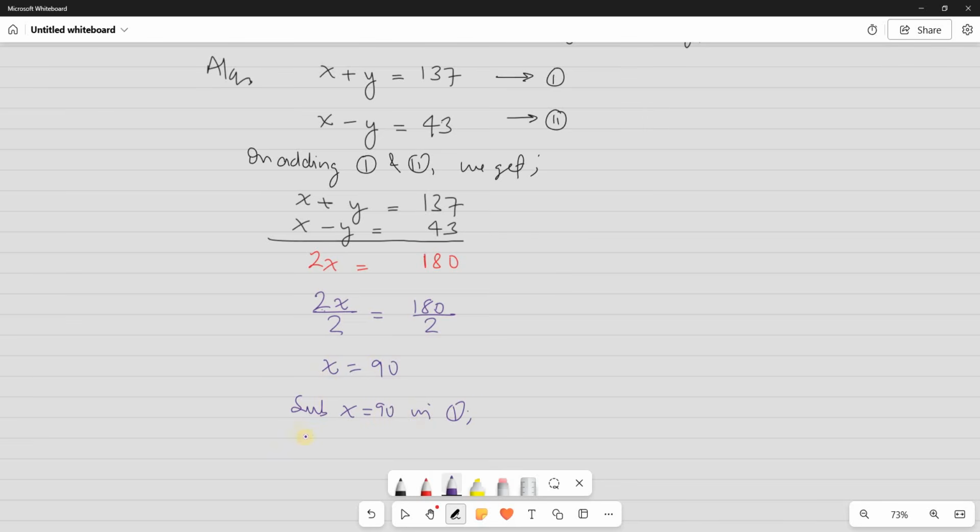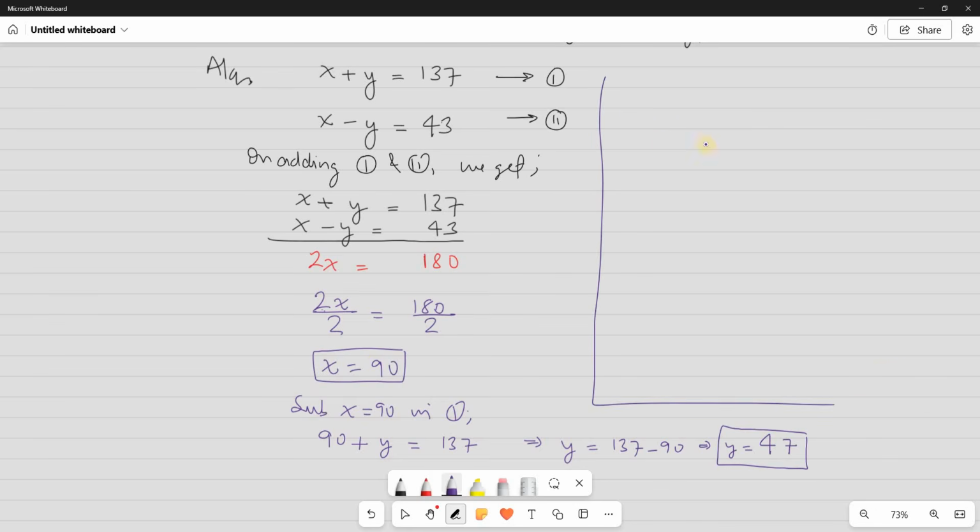Once we do so, we have 90 plus y equals 137. That basically means y equals 137 minus 90. When the 90 goes to the other side, it is positive, so it becomes negative. So 137 minus 90 is 47. So y equals 47. The two numbers that we need are 90 and 47.